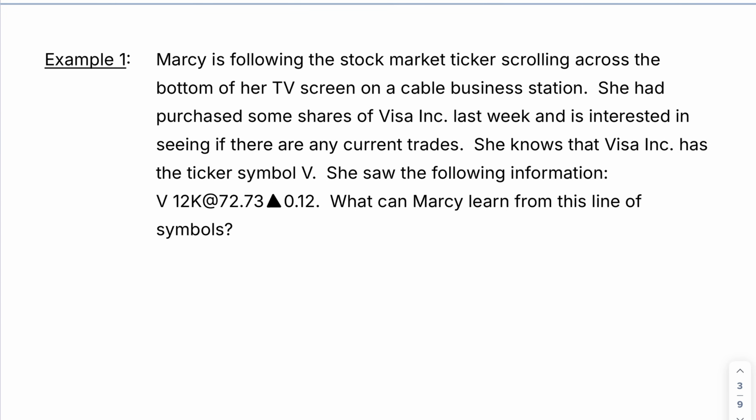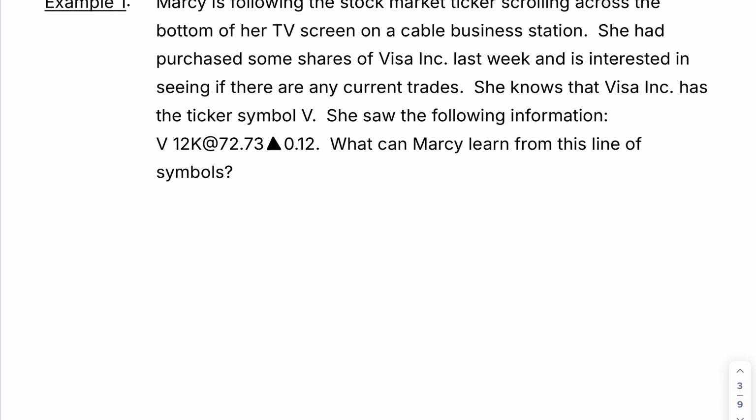So let's say, for example, Marcy is following the stock market ticker, scrolling across the bottom of her TV screen on a cable business station. She's purchased some shares of Visa Inc. last week and wants to know if there are any current trades taking place. So she knows that Visa Inc. has the ticker symbol V, and she sees the following information: V12K at 72.73 with a triangle pointing up, 0.12. So the question is, what can Marcy learn from this line of symbols?